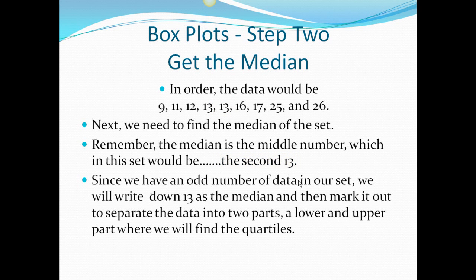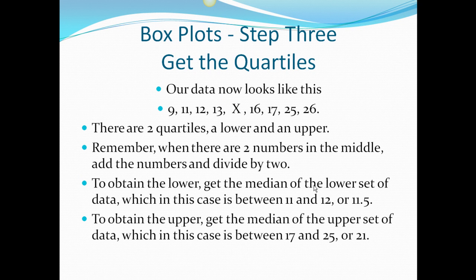Now, here's something that we haven't really talked about before. When we're doing box plots, once we have figured out our median, we notice we have an odd set of data here. Once we write that 13 down as the median, we are then going to mark it out to separate the data into 2 parts, a lower part and an upper part. In these 2 separate parts, that is where we will find the upper quartile and lower quartile, which is step 3.